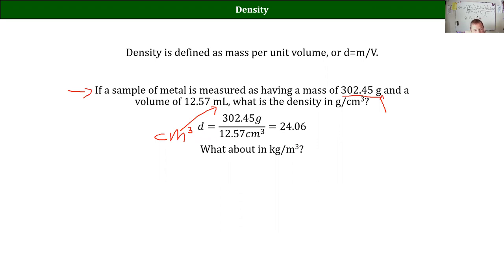We have five sig figs on the mass, four sig figs on the volume. We'll keep four sig figs. That's going to be grams per cubic centimeter.